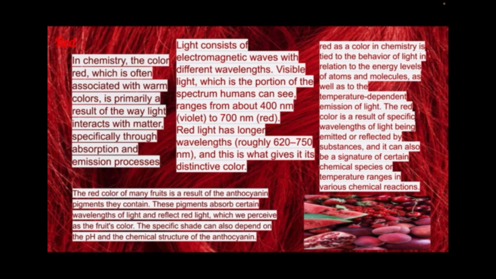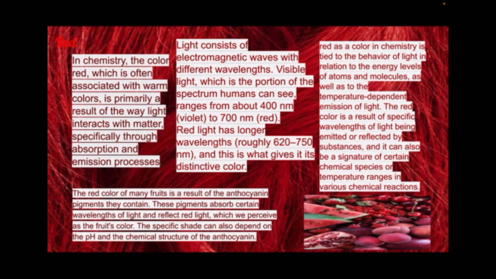Red as a color in chemistry is tied to the behavior of light in relation to the energy levels of atoms and molecules, as well as the temperature-dependent emission of light. The red color is a result of specific wavelengths of light being emitted or reflected by substances, and it could also be a signature of certain chemical species or temperature ranges in various chemical reactions.